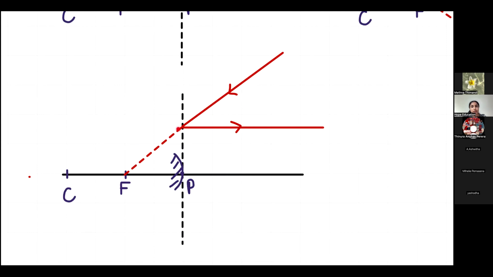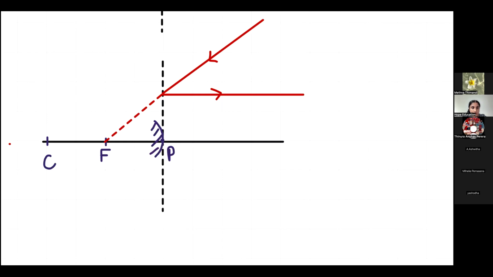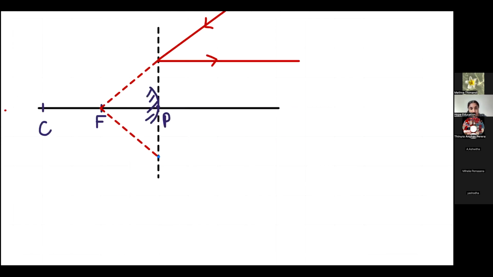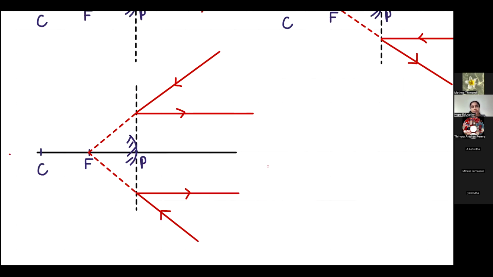Okay. If you want to, we can draw another one here. Usually a dash line like this. A light ray is coming as if it's coming towards the focal point. It strikes on the mirror. From this point onwards, it cannot go further because it's the back of the mirror. So it will be reflected parallel to the principal axis like this. Okay? So this is the third basic reflection.